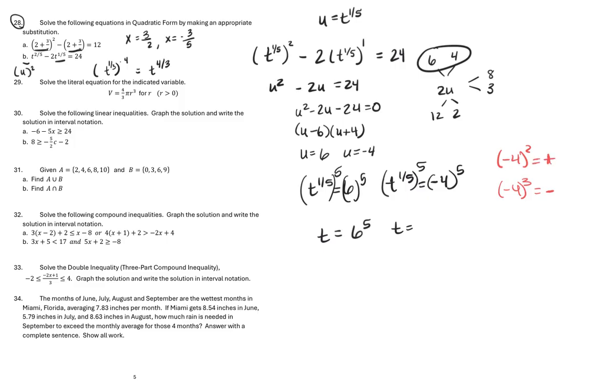So with that being said, I'll have 6 to the 5th, I'll have a negative of the 4 to the 5th. And so I'll have 7,776 as your t, and then the other t will be a negative value, -1,024. So now I've solved for my equation for t.